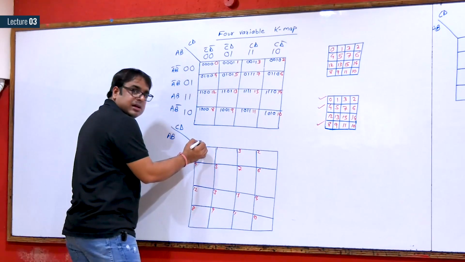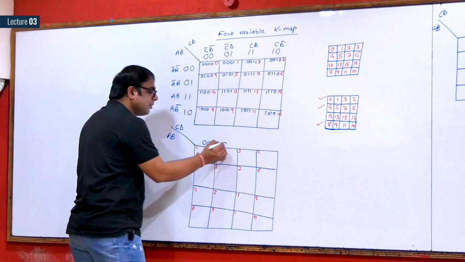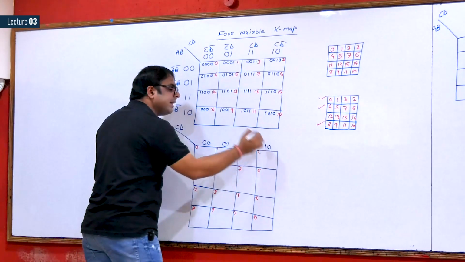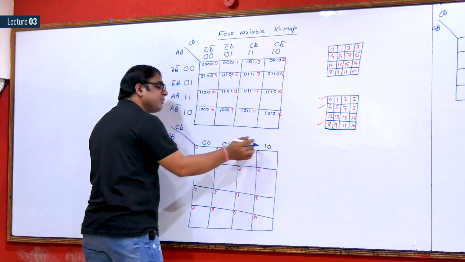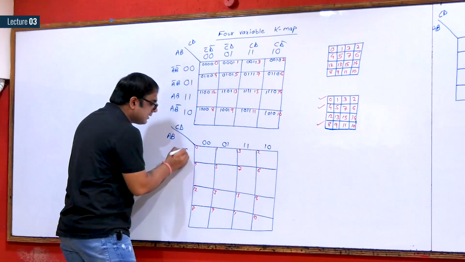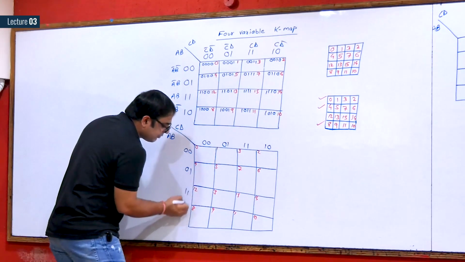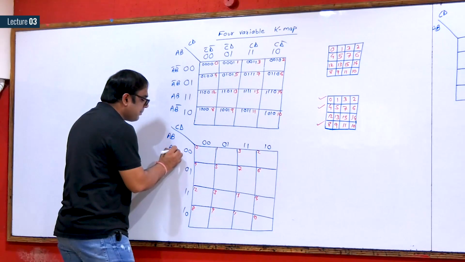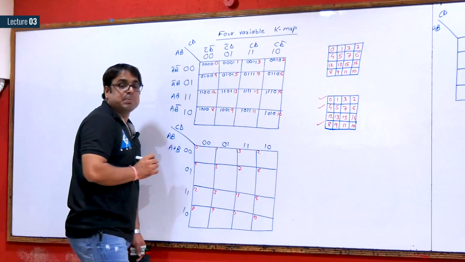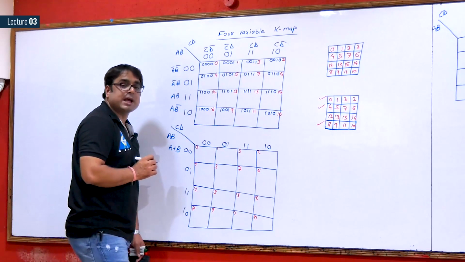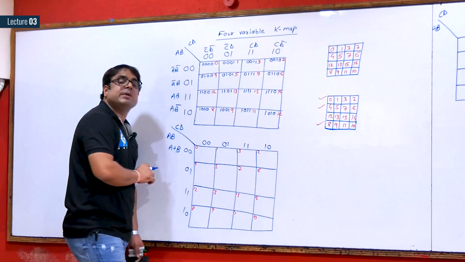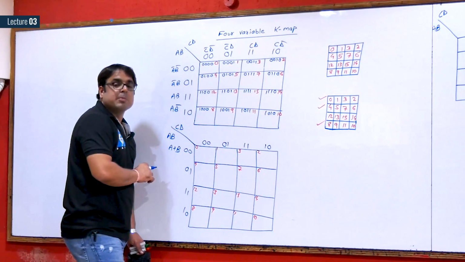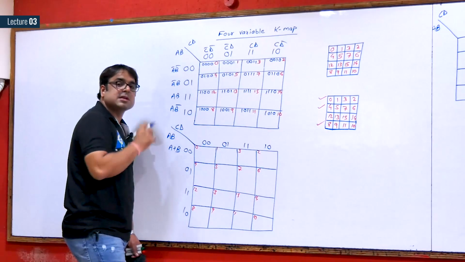In the same way, use Gray code 00, 01, 11 and then 10. Gray code always has 11 first and 10 last. So this is A plus B. This time I am using POS. POS means the individual term is a sum term.